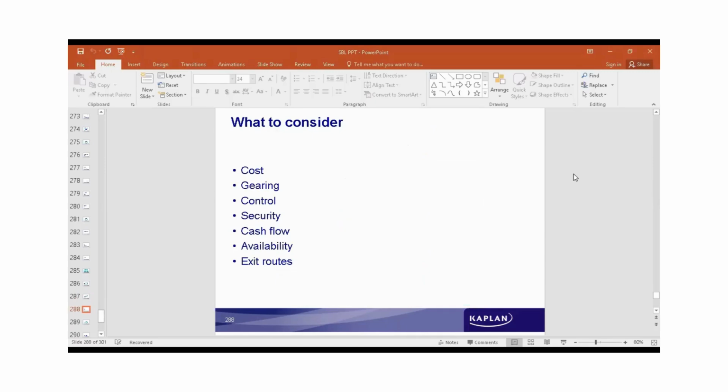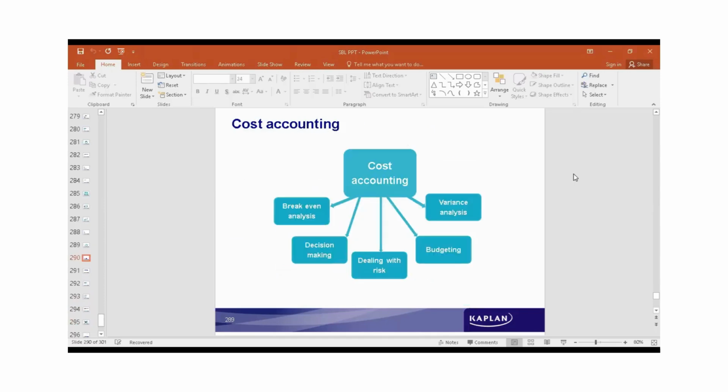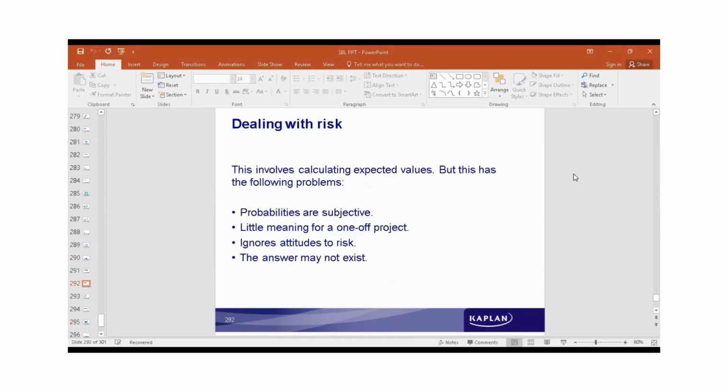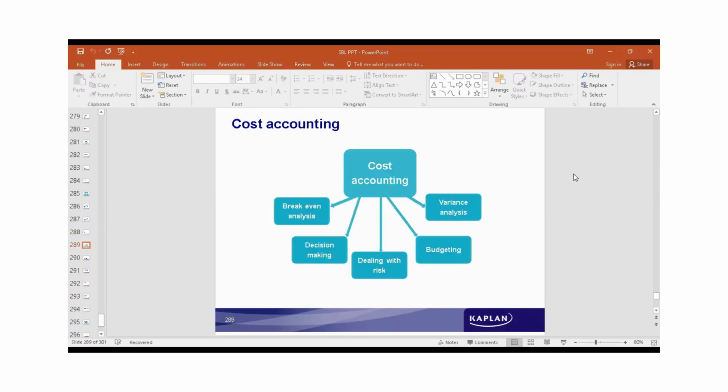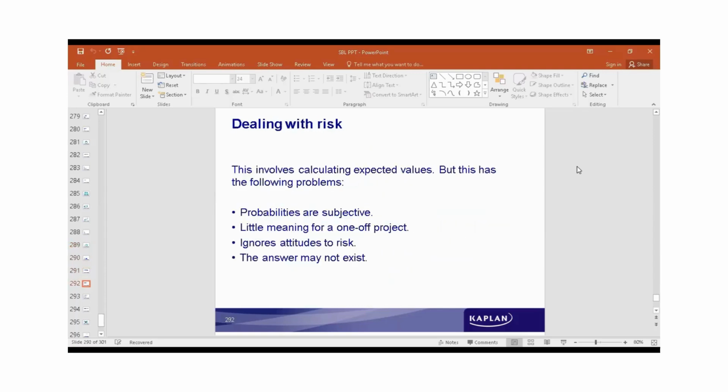Okay. We will take up the balance in tomorrow's class. It's about what has to be considered when funds are raised. These were already done as part of PM. We have learned cost accounting techniques like break-even analysis, decision making, dealing with risk, budgeting, variance analysis. So technically, we don't have to learn those things freshly now. We will take it up in tomorrow's class.